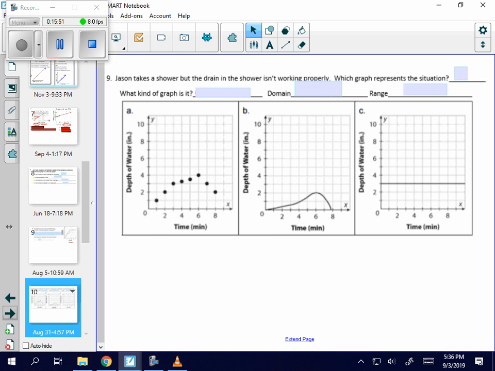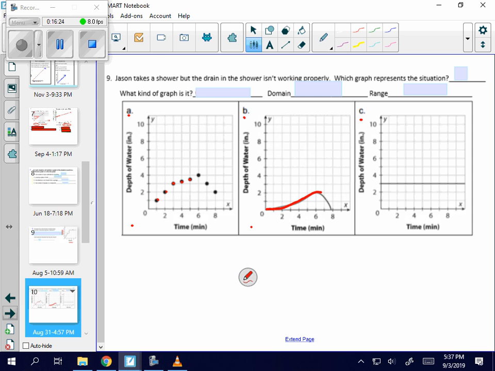Number 9, Jason takes a shower, but the drain in the shower isn't working properly. Which graph represents the situation? So take a minute, guys, to check graph A, B, and C, and let me know which one that is. Well, A and B are kind of similar. They both go up and come back down. But think about it. Water in a shower, does it go up in individual amounts? No, it goes up continually.